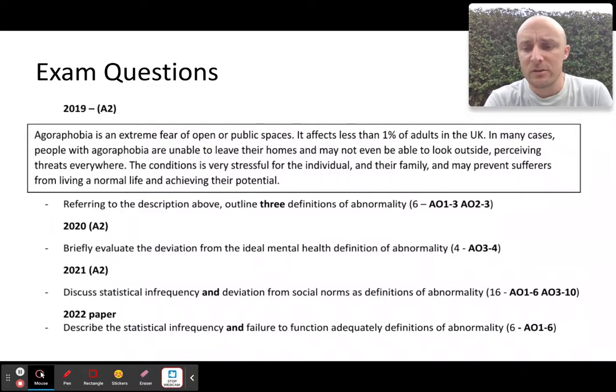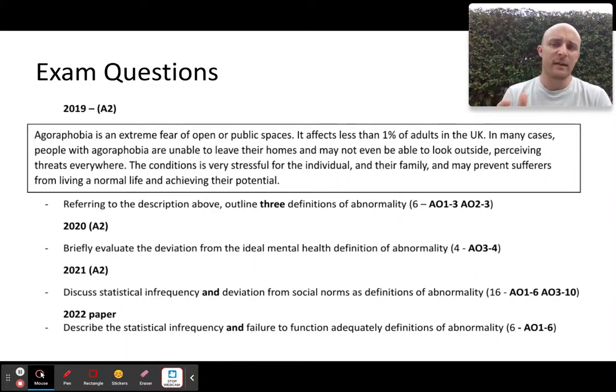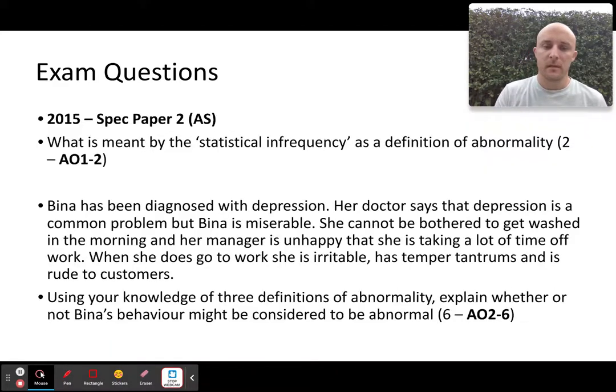There are some questions here, and I want to point out that AQA have started asking for specific definitions. Beforehand, they would just say, describe and evaluate 2 definitions of abnormality, and students would then only revise 2. But now AQA have cottoned onto that, and they're asking for specific definitions. So discuss statistical infrequency and deviation from social norms. And if you don't know those 2, you're pretty buggered. That is pretty much it. There are a couple more questions.